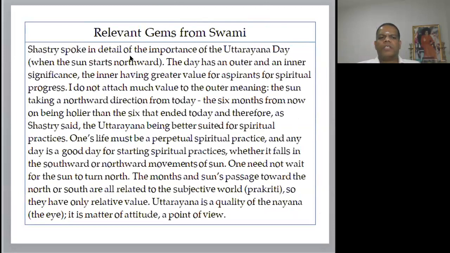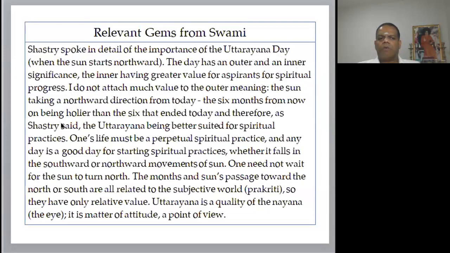Shastri spoke in detail of the importance of Uttarayana day, when the sun starts northward. The day has an outer and an inner significance, the inner having greater value for aspirants for spiritual progress. I do not attach much value to the outer meaning, the sun taking a northward direction from today.